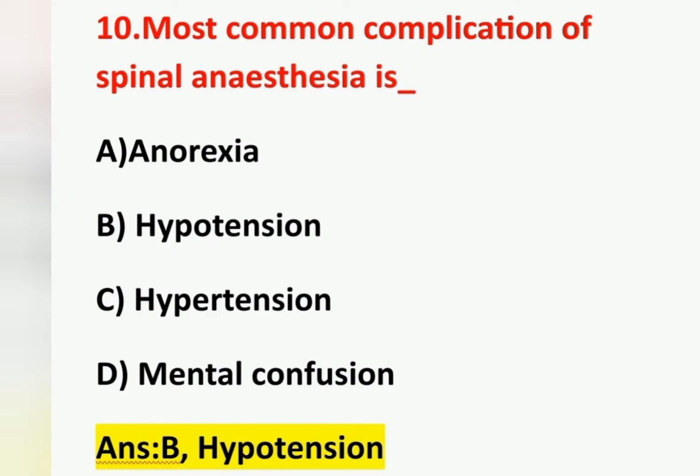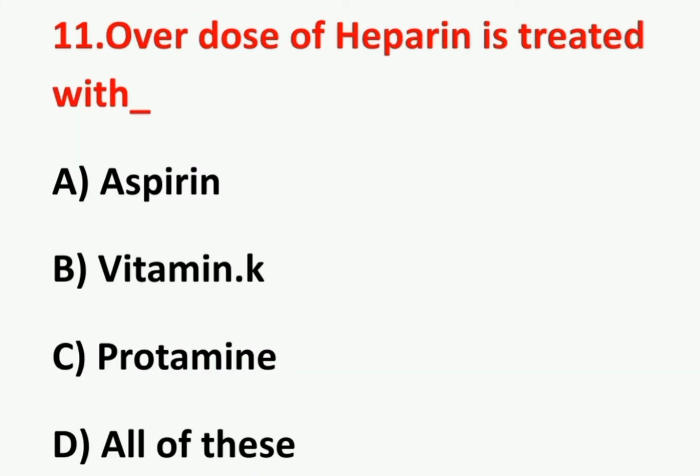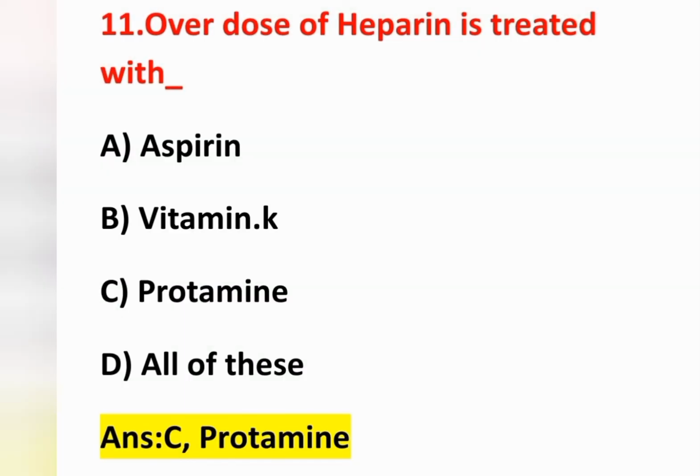The next question. Overdose of heparin is treated with. Options are option A aspirin, option B vitamin K, option C protamine, option D all of this. Overdose of heparin is treated with protamine sulfate. Option C is the correct answer. This is one of the previous MLSP questions. Antidotes are an important area. Here vitamin K is there. The antidote of warfarin is vitamin K, and protamine sulfate is the antidote of heparin.